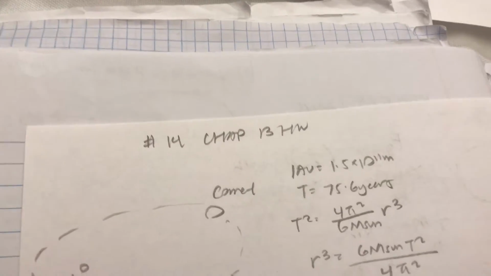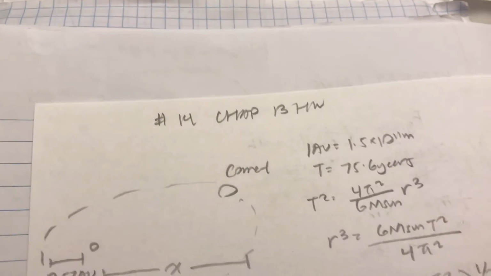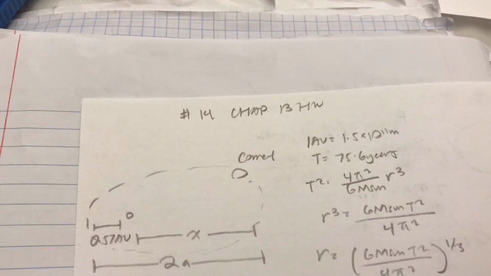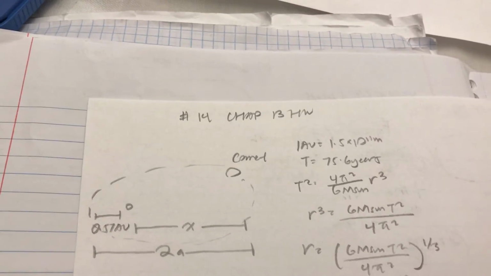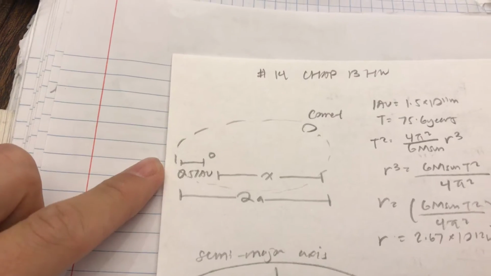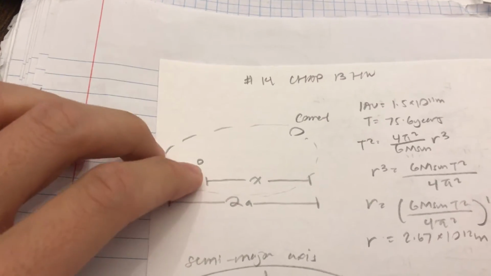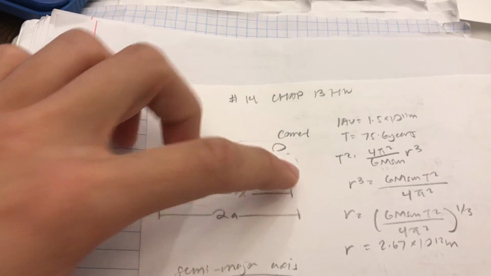Okay, so this is how you do number 14 on the chapter 13 homework. The underlying question of the problem is how far from the sun will Halley's Comet travel before it starts to return from its journey? And looking at the diagram, we're looking for this value of x. Basically, this is the sun, this is the comet, and how far from this tip.